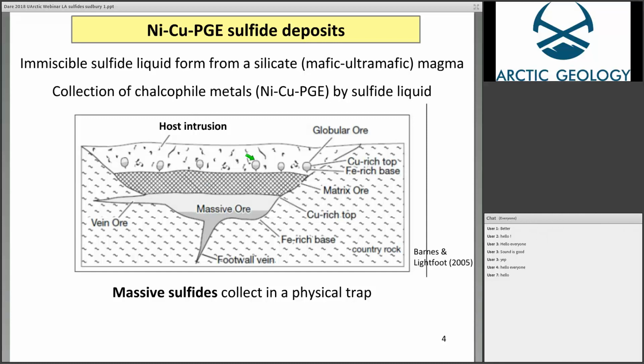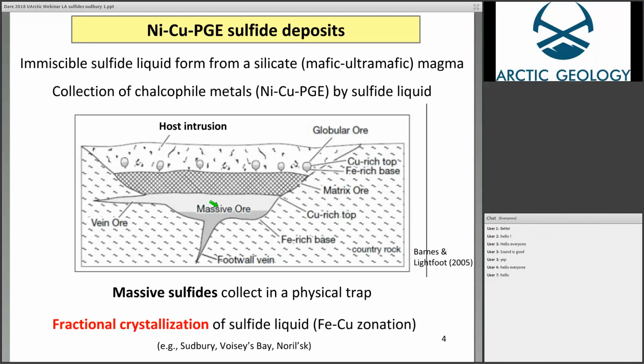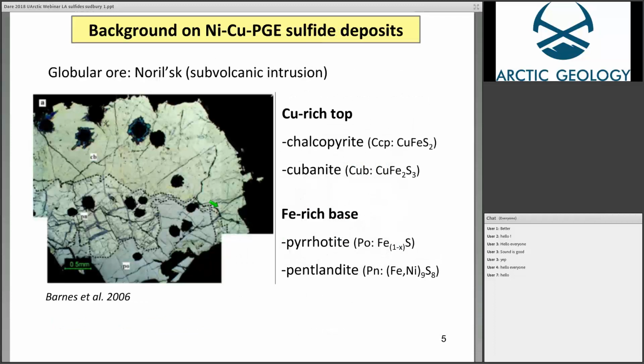So you can see in this schematic that commonly the sulfides will fractionate. You will have a copper-rich top and an iron-rich base, both in the globular ore and also in the massive ore. And this iron-copper zoning is now well studied, essentially caused by fractional crystallization of the sulfide liquid. Very much like we have in a silicate magma, where we start off with the mafic, ultramafic cumulates, and we finish off with something more felsic. We have exactly the same thing happening in the sulfide system.